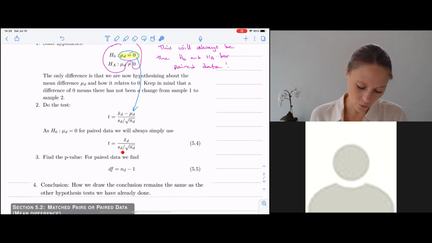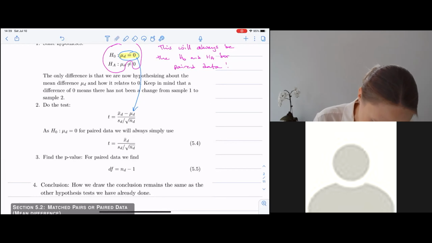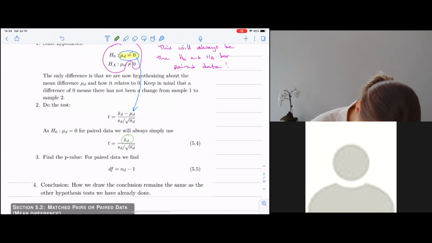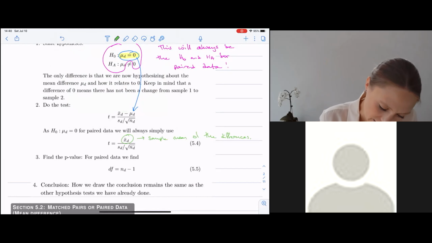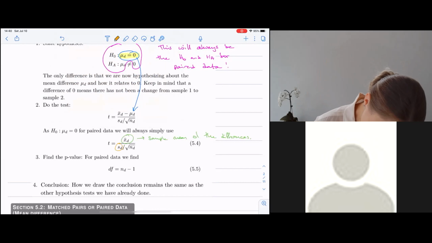So then what we're going to be doing is we're going to find the sample mean of the differences, right? So here, this is the sample mean of the differences, which is really just taking all your differences, your column of differences, and finding the mean of those values, right? And then here, the standard deviation of the differences. So this is the sample standard deviation of the differences.